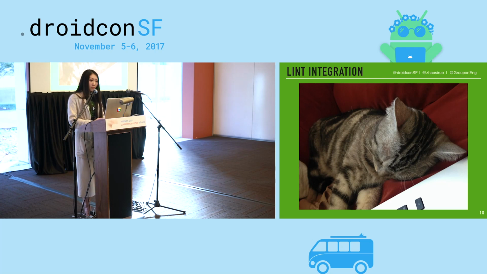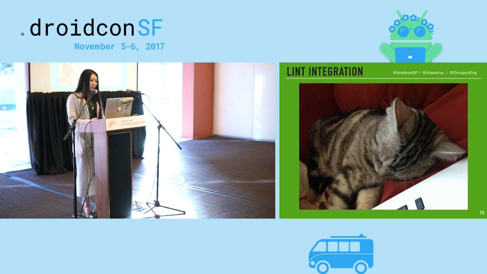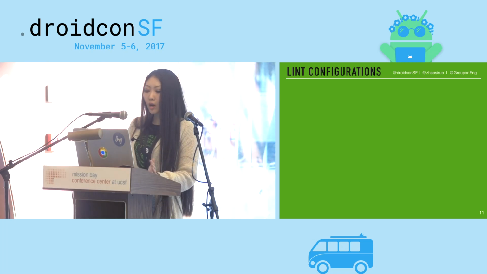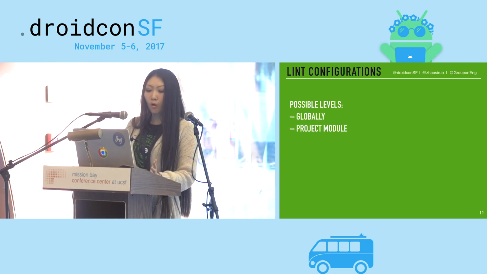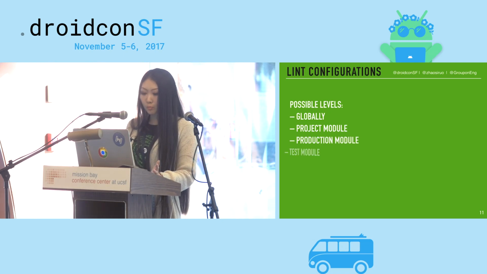Wait a second though, does that mean that you're stuck with the right-to-left check forever? Even though you only want to build a simple English-only app. Well, then we'll have to talk about Lint configurations. You can configure Lint on different levels. You can do it globally, which is the entire project, or a specific project module, like your production module or test module, or even on the open files or the current file.